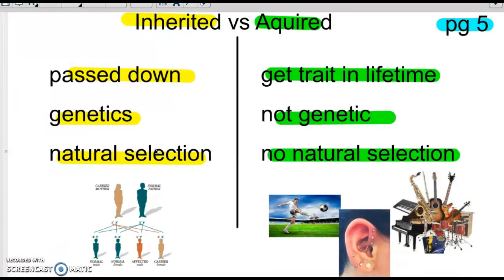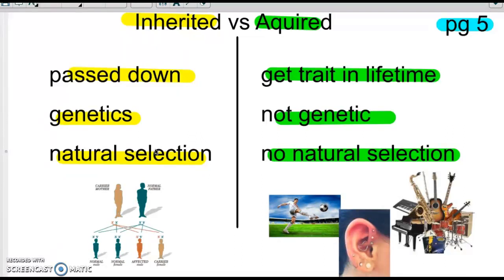Acquired trait, that word acquired has nothing to do with evolution. And we don't like that word. Not a good word. Because acquired is something that you can get in your lifetime. It's not genetic. It's not passed down. So you cannot see natural selection occur on acquired traits.